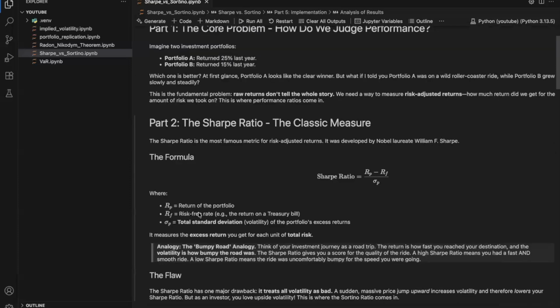The most famous metric for this is the Sharpe ratio, developed by the Nobel laureate William F. Sharpe. The formula looks a bit technical, but the idea is simple. It measures your excess return, that is, your portfolio's return minus the risk-free rate, per unit of total risk, where the risk is measured by standard deviation or volatility.